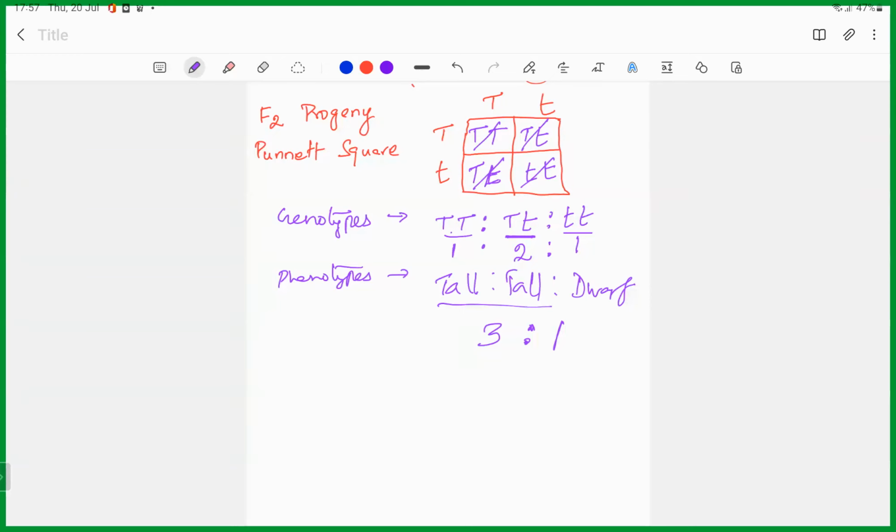Even I didn't write, but here write selfing of F1. This is F1, right? Selfing of F1 means Tt into Tt. Okay, good. 3:1 ratio. Good.